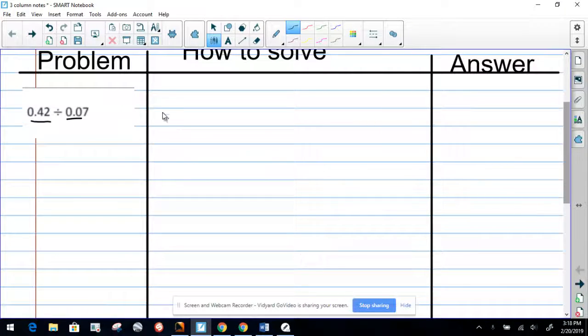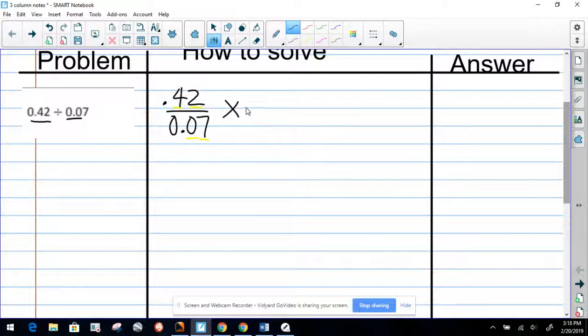Our first way is we're going to convert that one into 42 hundredths divided by 7 hundredths. Okay, so that's one way. So we're going to make them whole numbers. How do we make them whole numbers? By looking at how many digits do we have on each of them after the decimal point.